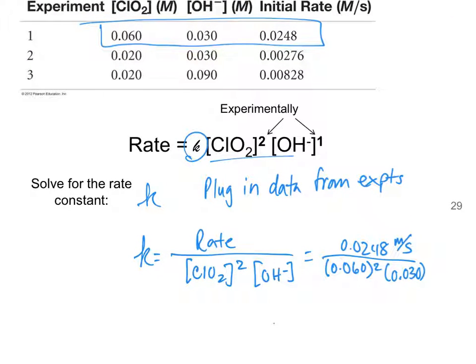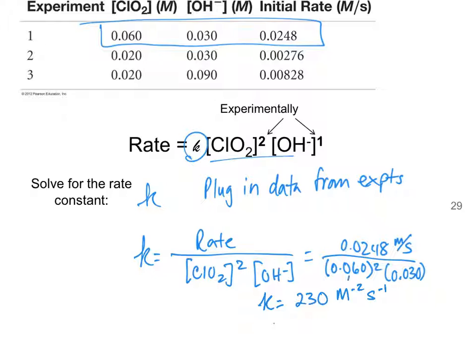Okay, and I end up with a rate constant of 230 moles per liter to the -2 times seconds to the -1. So the units on your rate constant can be a little funky, and it's all dependent on the exponents that are showing up in the rate law. Okay? Make sure you can follow through on the units.